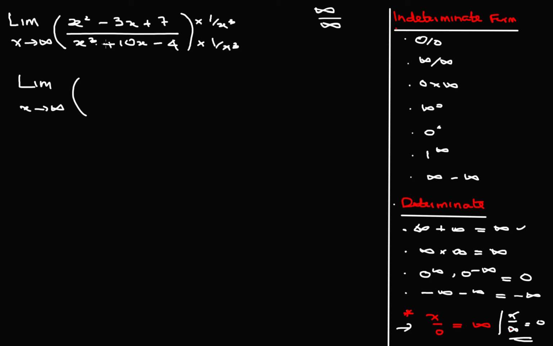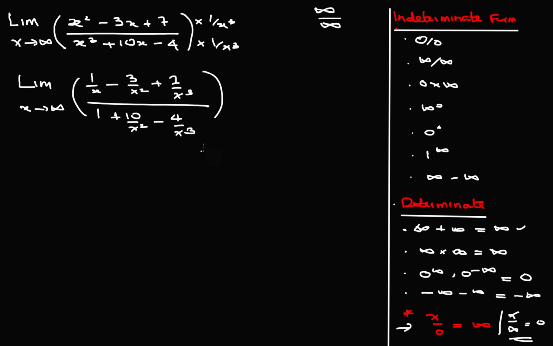You can't be lazy there. So this one will become 1/x. Once that comes in, this one will become 3/x². This one becomes plus 7/x³, right? What about this one? This one becomes 1. What about this one? Becomes plus 10/x². This one becomes 4/x³. We're ready to replace with our values here.